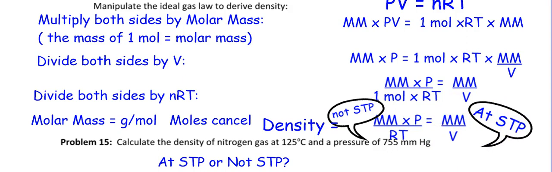So now we have to always ask the question, calculate the density of nitrogen gas at 125 and a pressure of 750 millimeters of mercury. So your question you need to ask yourself, think of my voice in your head, is this at STP or not at STP? That is the question. So is it at 1 atmosphere and 0 degrees Celsius? No. So what side do we need to use? We need to use this side over here. So density is equal to molar mass times pressure divided by RT.